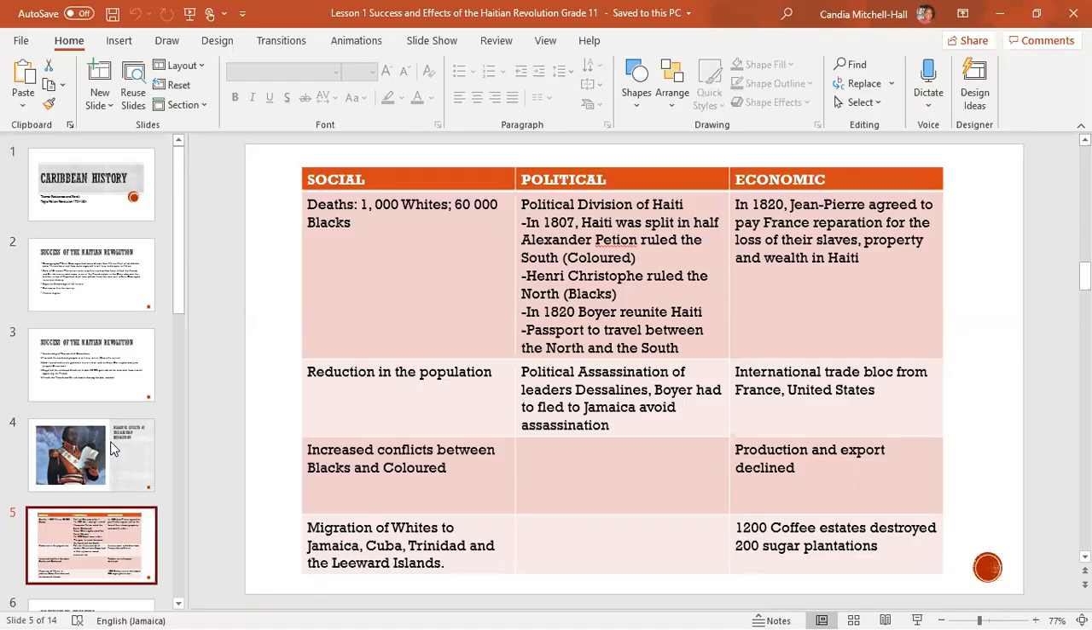And so they had to pay that right up until 2015. Haiti was still paying reparation to France.